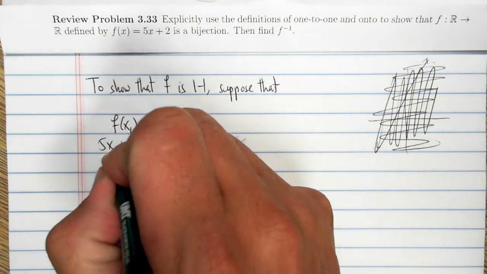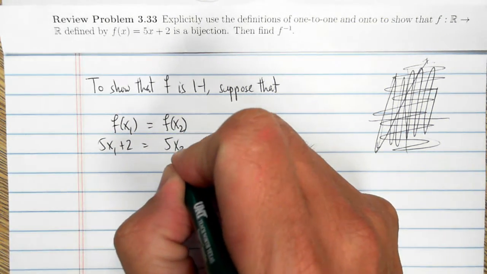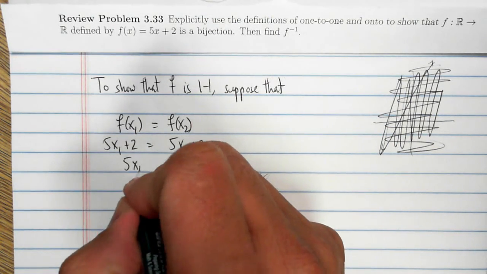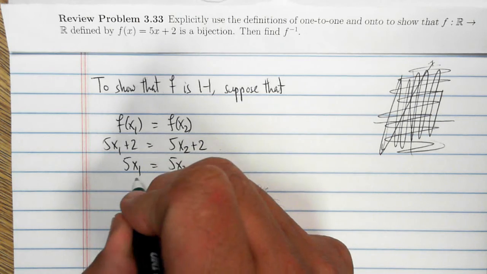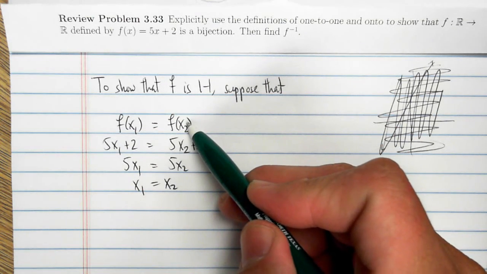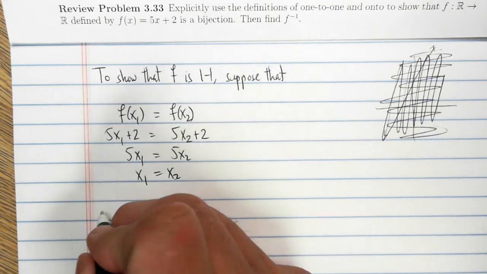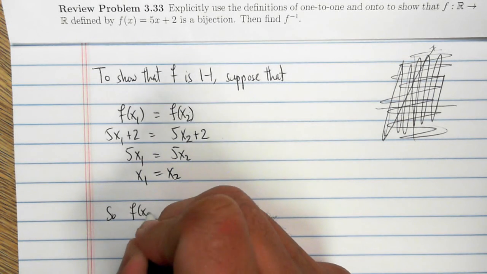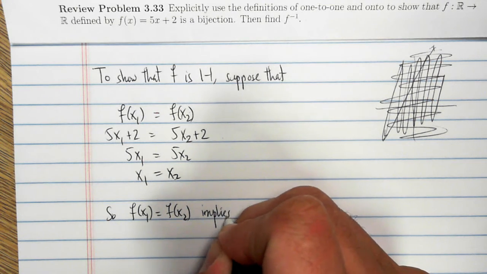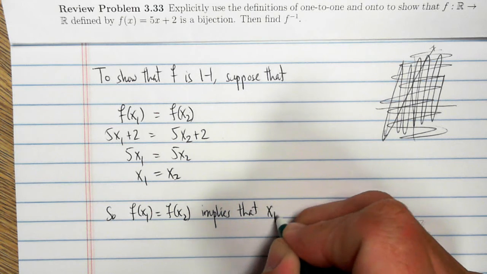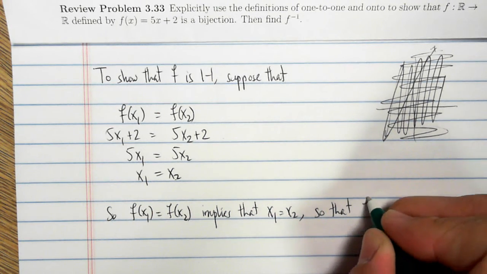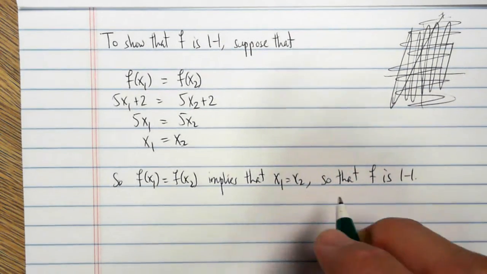So 5x1 plus 2 is equal to 5x2 plus 2. Well, I've got 2 on both sides, so I can subtract 2. And then I can divide by 5 on both sides. And so if f of x1 is equal to f of x2, then x1 is equal to x2. So f of x1 equals f of x2 implies that x1 is equal to x2, so that the function f is 1-to-1.